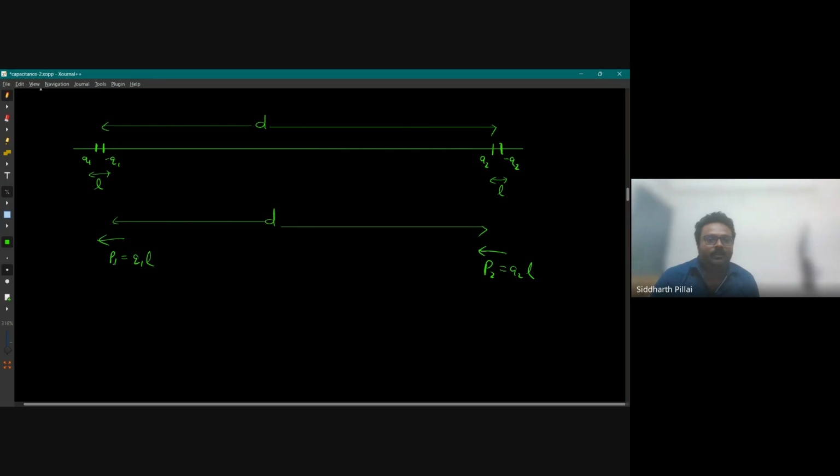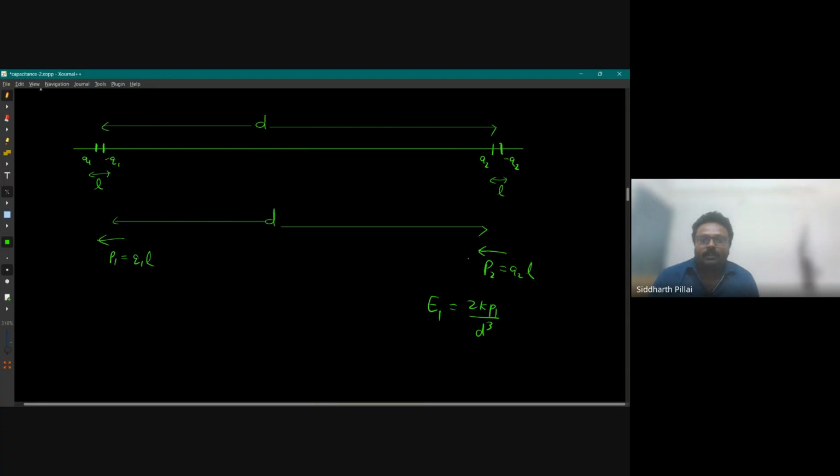What is the field due to P1 at the second dipole P2? So we'll assume short dipoles here. So the field here, E1, which is due to P1, is nothing but 2K P1 by D cube. Correct.